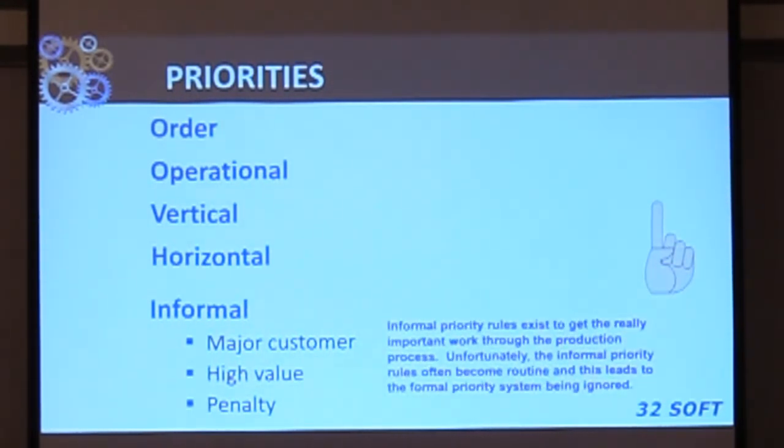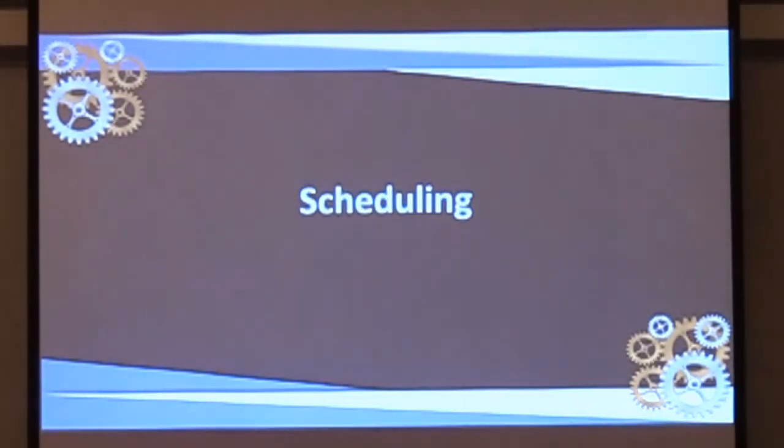The problem with informal priorities is that a lot of times informal priority rules tend to default to the normal process of operation, and you lose track of the actual priorities that are controlled through the system, through your operation and your order priorities.